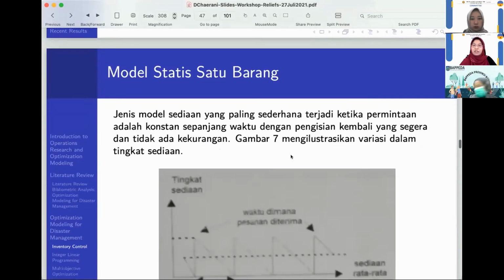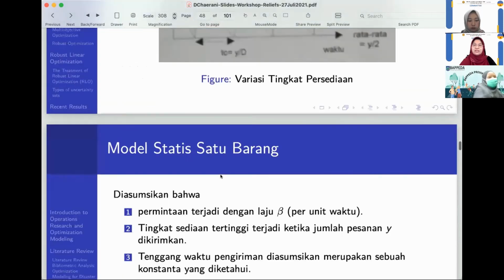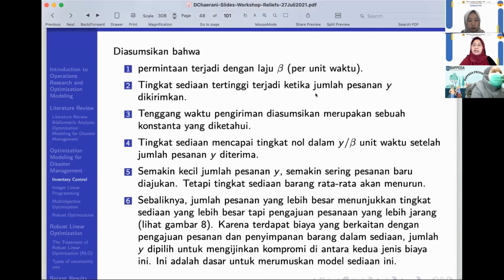Nah, kalau misalnya modelnya statis, satu barang, diagramnya akan seperti ini. Jumlah pemesanannya sama dan waktu pemesanannya sama. Tingkat pemesanannya di titik ini, kemudian periodenya Y dibagi D. Jadi rata-ratanya Y per 2. Ini untuk barang yang statis. Di sini ada laju permintaan, ada tingkat sediaan tertinggi sebesar Y, kemudian tenggang waktu pengiriman, kemudian tingkat sediaan mencapai 0 dalam Y dibagi beta unit waktu setelah pemesanan Y diterima.